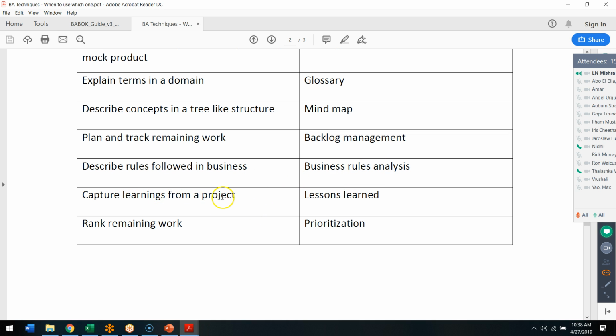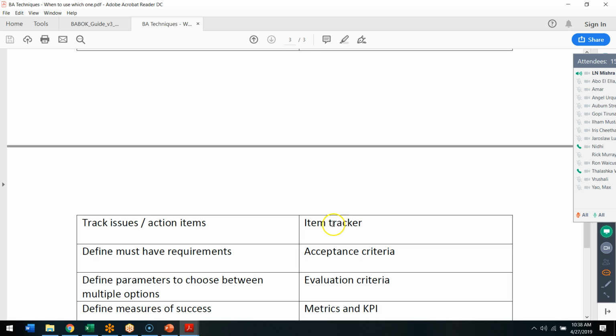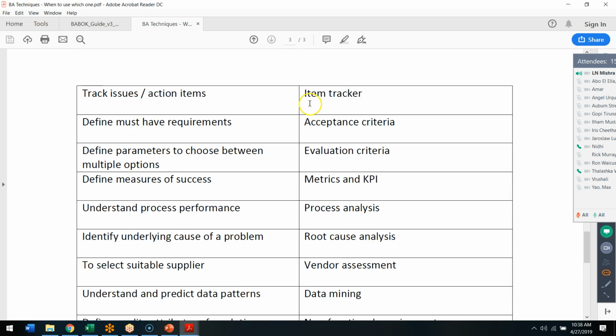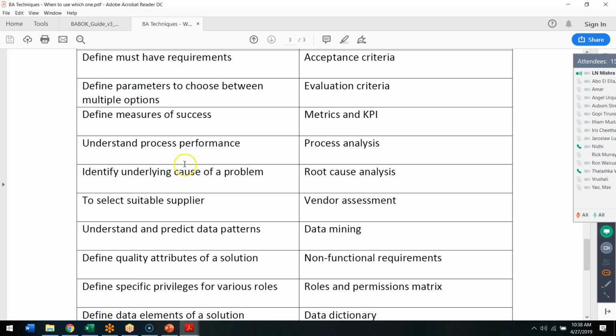Capture learnings from a project, lessons learned. Rank remaining work, prioritization. Track issues and action items, item tracker. Define must-have requirements, acceptance criteria. Define parameters to choose between multiple options, evaluation criteria. Define measures of success, metrics and KPI.